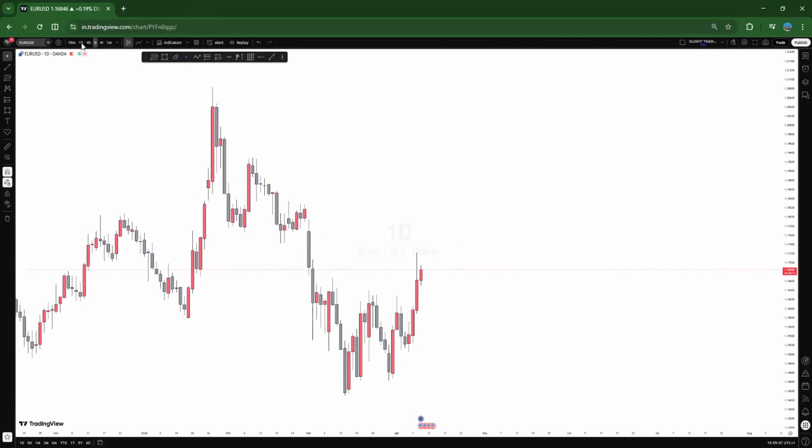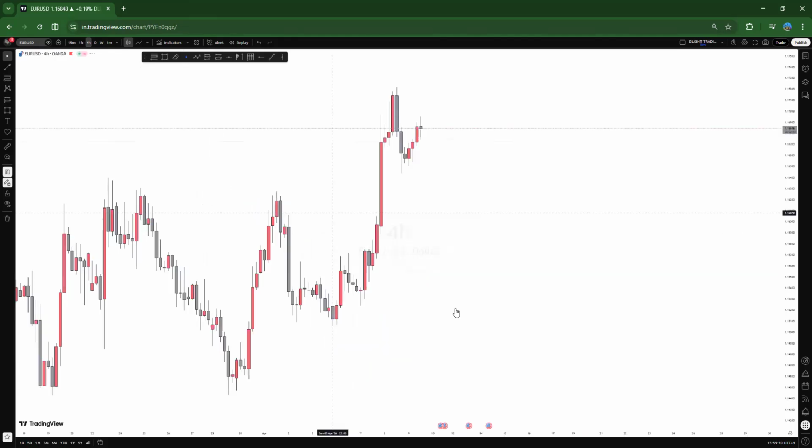Now, I think that's what the 4 hour is doing. The 4 hour is also in collaboration with the daily. Price is bullish, very good. Daily is bullish, 4 hour is bullish. Now, let's see what the 15 minutes is doing, or the 30 minutes.